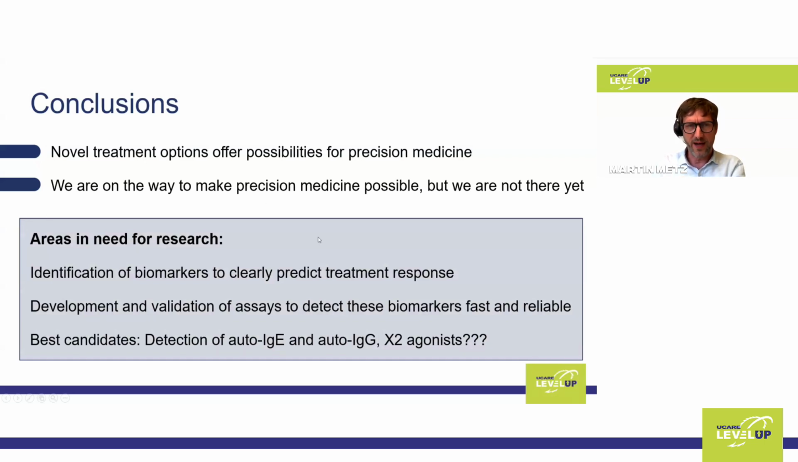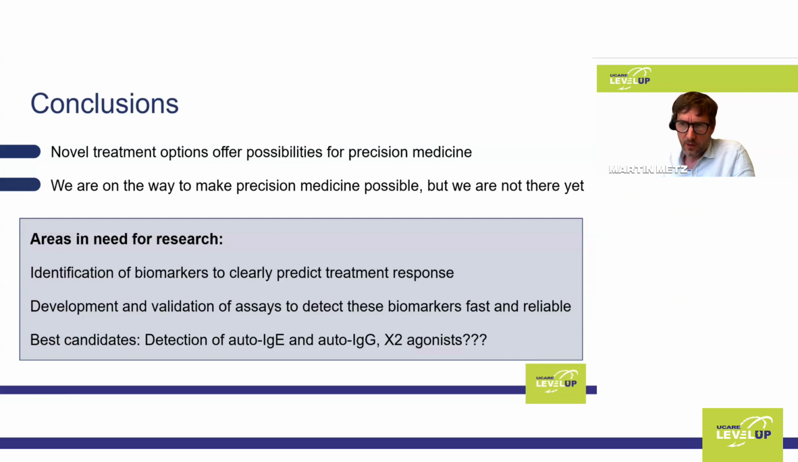So my final conclusion is that we have large areas in need for research. And this is something that many of you and also we are looking into. We still have to identify biomarkers that clearly predict treatment response. I mean, we have some that guide us, and total IgE is at the moment, I think, the best we had, as Murat also mentioned before. But there is the need for better ones that clearly predict treatment response and not only predict unlikelihood of a treatment response. And to really be able to use this, it's absolutely crucial that we develop and validate assays to detect these biomarkers fast and reliably.